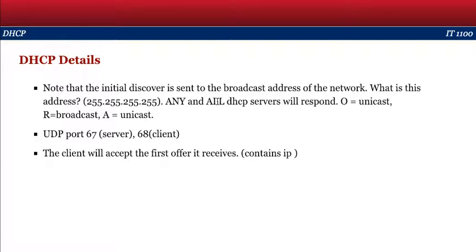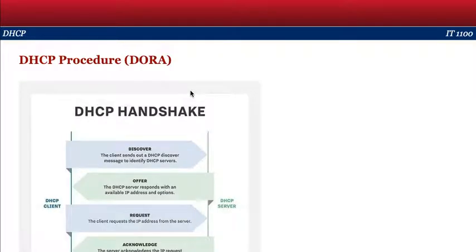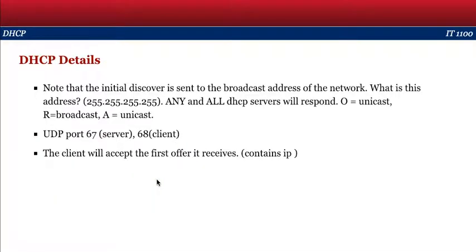We kind of already talked about this. The initial discover is sent to the broadcast address of the network. By the way, we want to memorize this acronym, DORA, like Dora the Explorer. Discover, offer, request, acknowledge. That initial discover was sent to the broadcast address of the network. I was talking about it in terms of the Ethernet layer, but in terms of the IP layer, this is the broadcast address the IP packet was sent to, meaning that any and all DHCP servers will respond. So if there was more than one DHCP server, they will all respond.